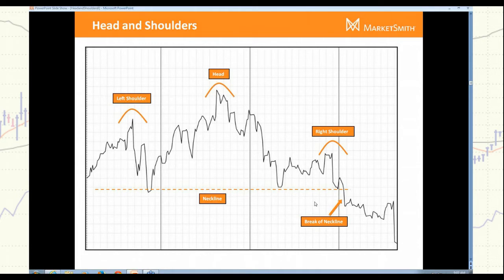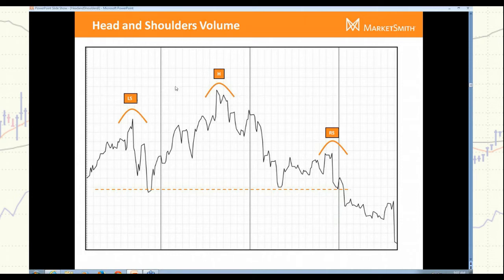Okay, so let's get into the volume part of a head and shoulders, because that's also important too. Now, throughout the presentation, we're going to be labeling a lot of these examples as LS, H, and RS. Okay, just make sure you know that those are left shoulder, head, and right shoulder. And during an uptrend, a lot of times when the stock gets going, you start seeing heavy volume as the stock rises. This is exactly what you want to see in a stock that you're in, right?